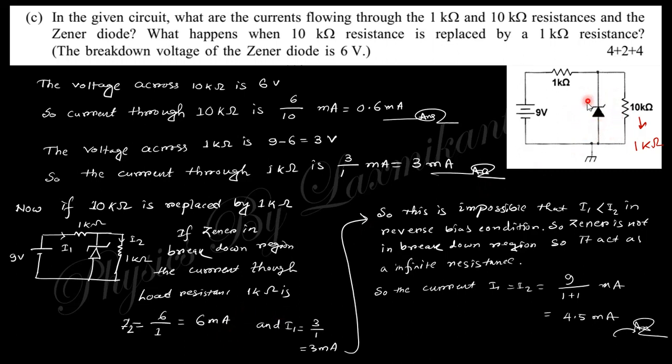That means the current through the Zener tends to 0. When this current tends to 0, the current flows through this 1 kilo ohm and this 1 kilo ohm. So this 9 volt is applied across 1 plus 1, 2 kilo ohm. So the current through this 1 and this 1 is 9 by 2, that is 4.5 milliampere.